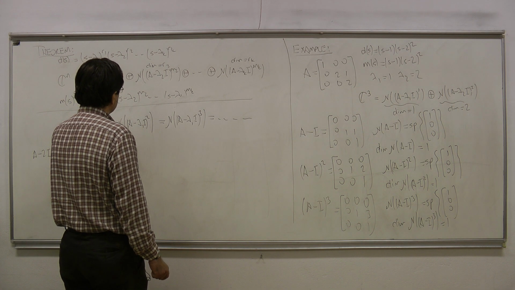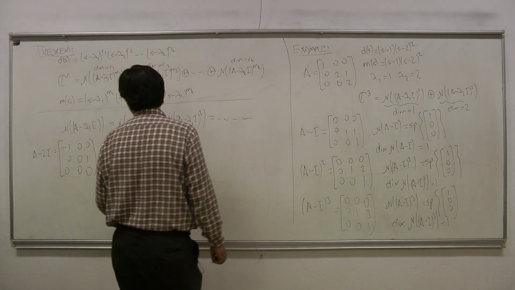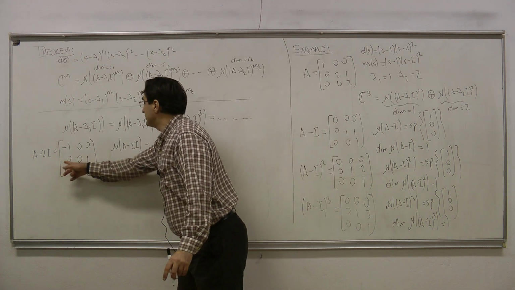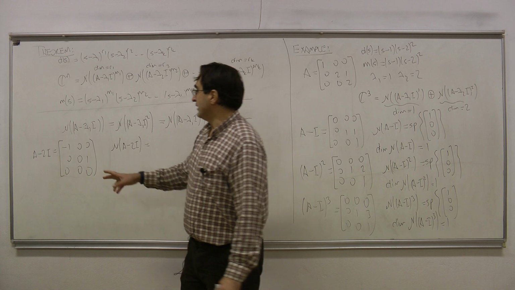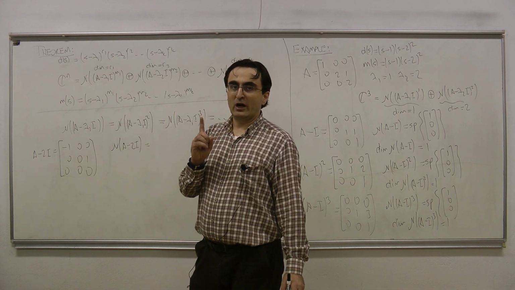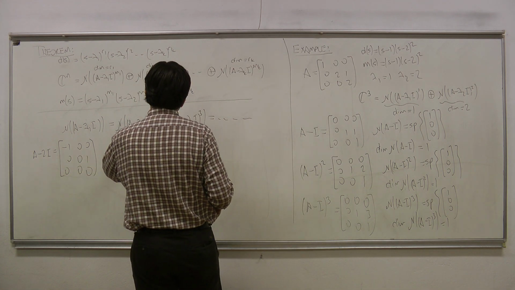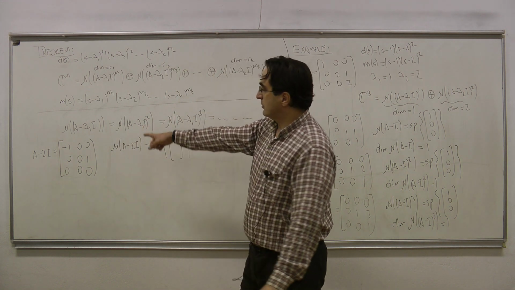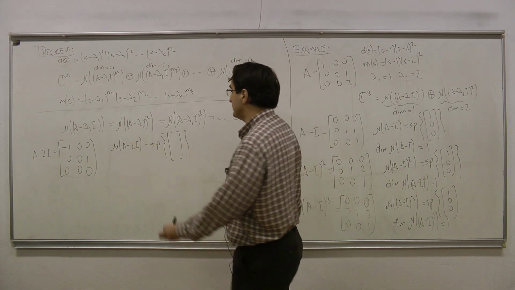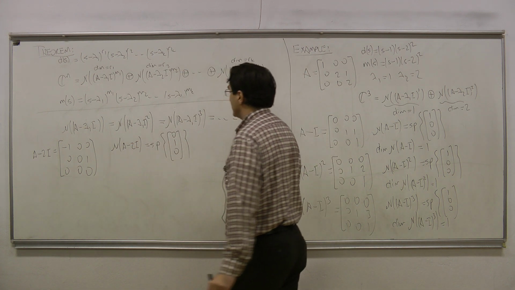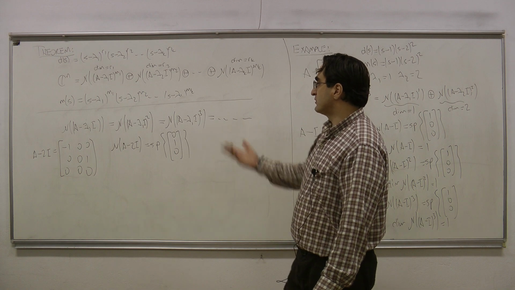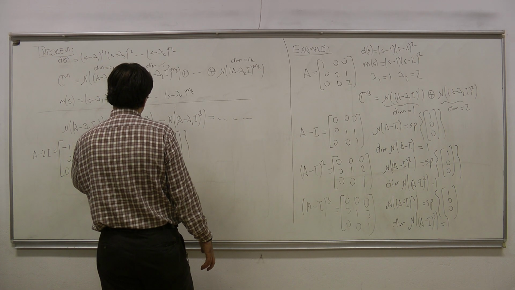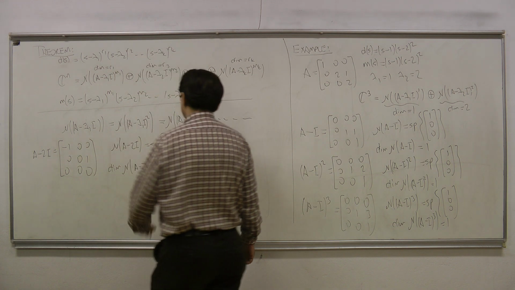Null space of A minus 2 identity would be one-dimensional, right? Because this matrix rank is 2, and therefore null space dimension is 1. I have span of a single non-zero vector. A non-zero vector inside the null space of that matrix would be 0, 1, 0. Okay? What about the dimension of this null space? A minus 2 identity would be 1.